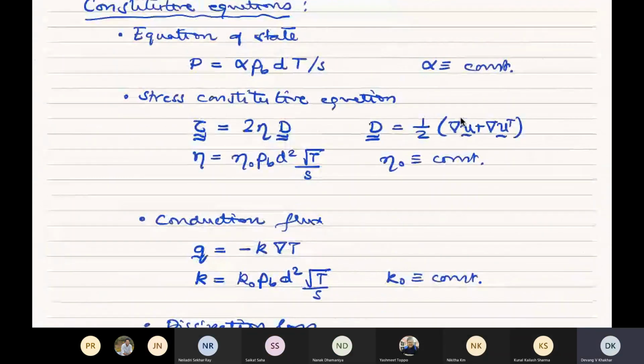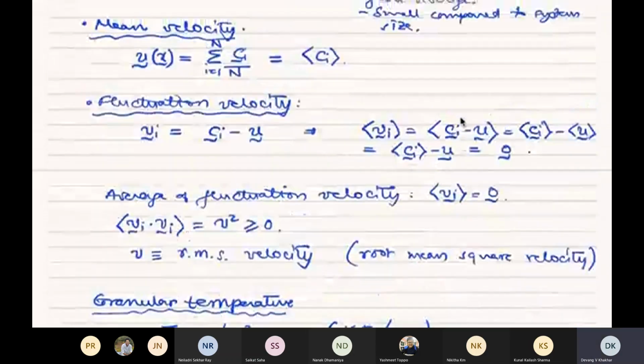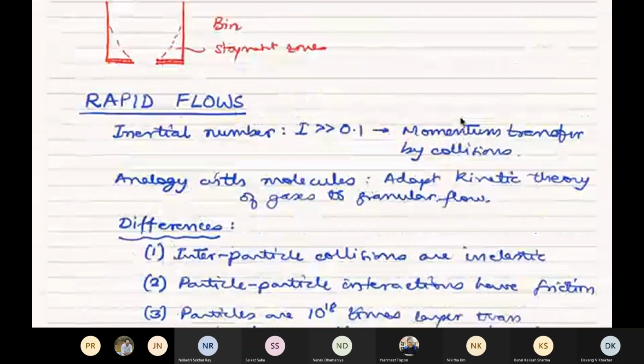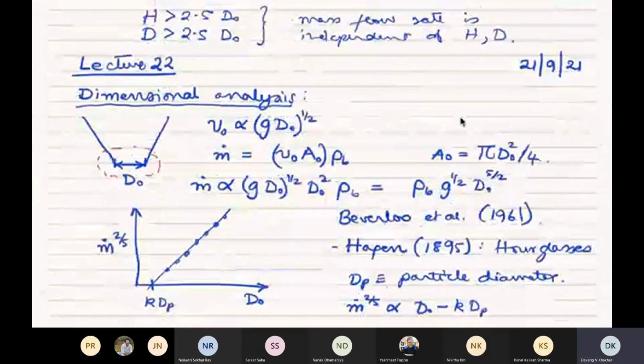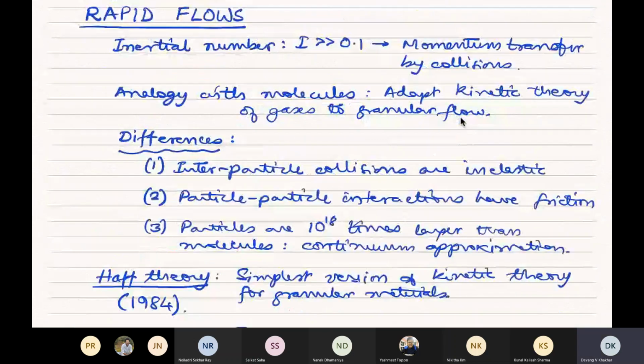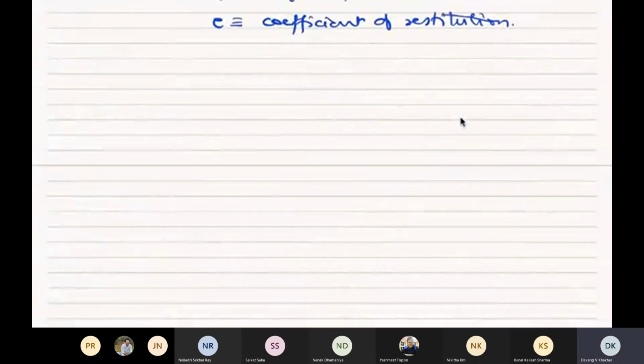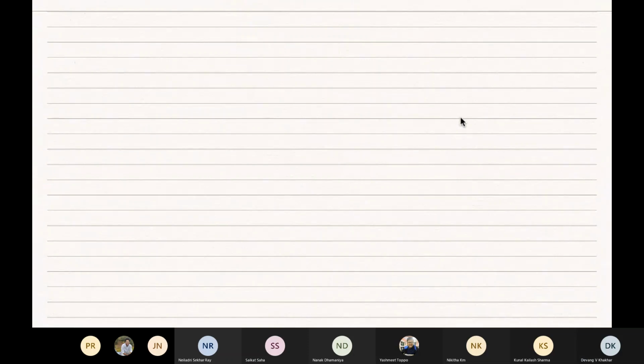So this is what we had seen last time. All this we did last time. It was, as we saw, lecture number 22. And now we will go on to lecture 23. So let's start with lecture 23.